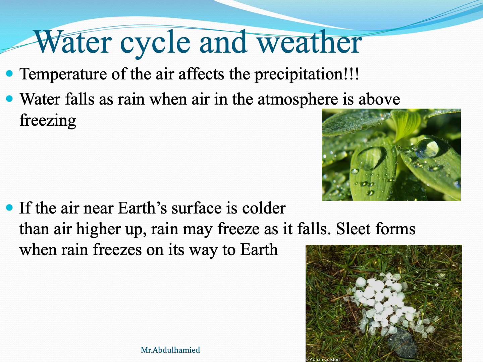As we have said, when the air near Earth's surface is cold, or cooler than the air higher up, as the rain droplets fall, they start to change their form from liquid water droplets to ice crystals and form the sleet.